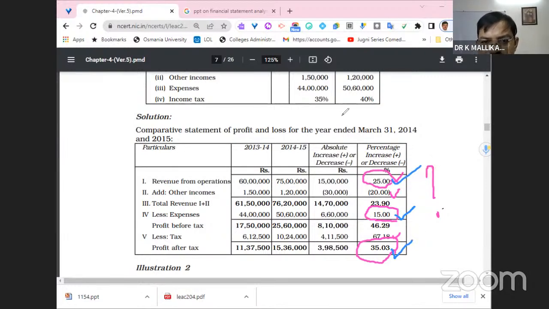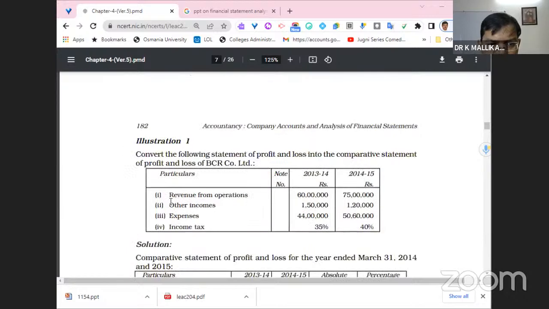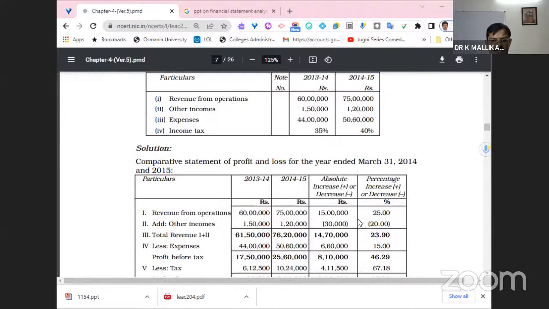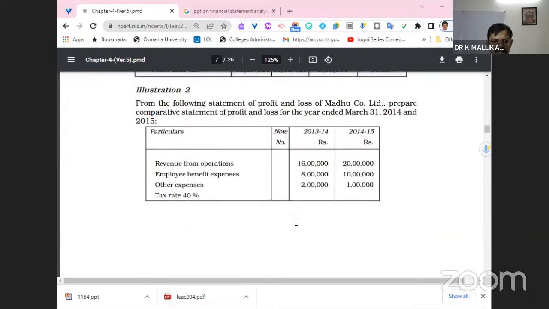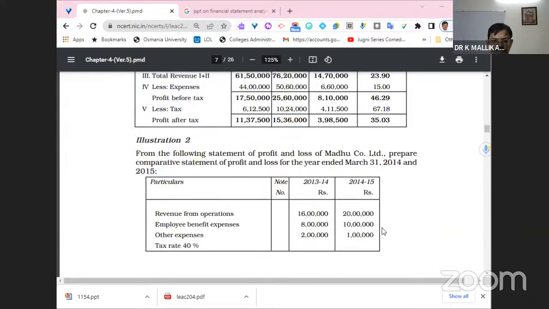In the exam, we'll get this kind of problem. If we are expecting a 4 marks question or 5 marks question, it will be like this. Okay, now we can add 2 more columns. Just we are calculating the percentages. Similarly, you can see here the same.